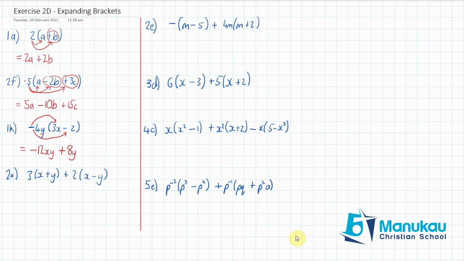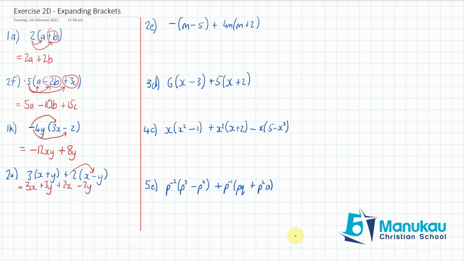In question 2, we're going to have to do a little bit more thinking. So we do the same thing. Expand the first bracket, so I get 3x plus 3 times y is 3y. Now I'm going to expand the second bracket. Positive 2x, so that's plus 2 times x. And then the last part is positive 2 times minus y, which is minus 2y.